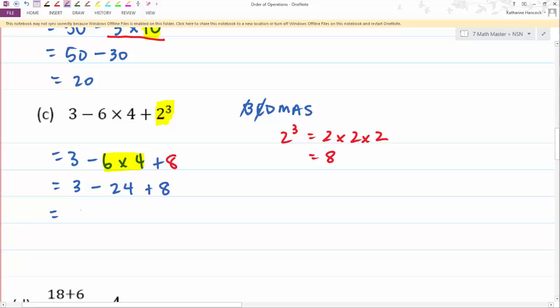So 3 minus 24 is minus 21, and now we have the plus 8. So I just did the 3 minus 24 there. And now we do this whole thing, minus 21 plus 8. So the negatives are bigger, they're going to win. So we're going to have negative 13, because the difference between 21 and 8 is 13.